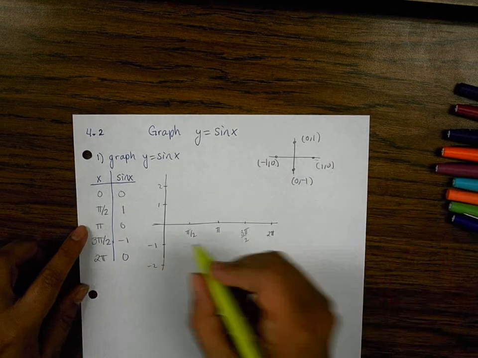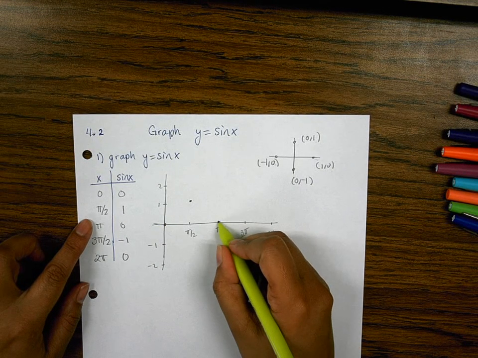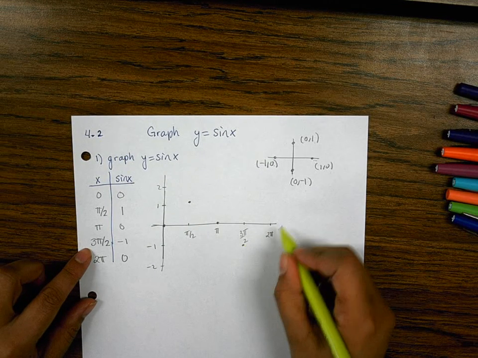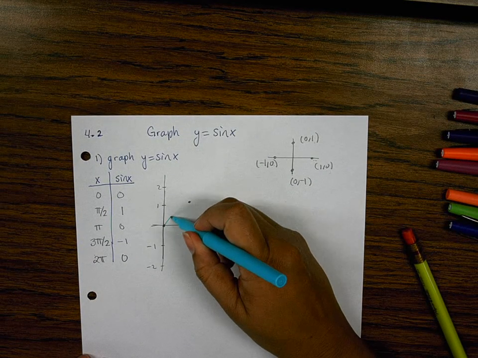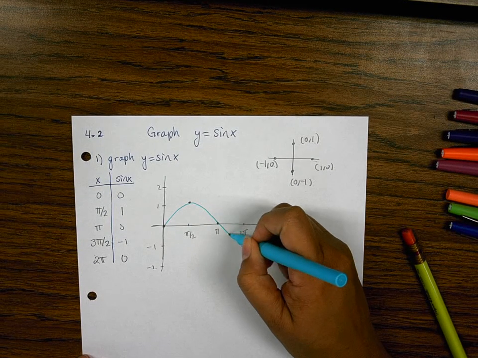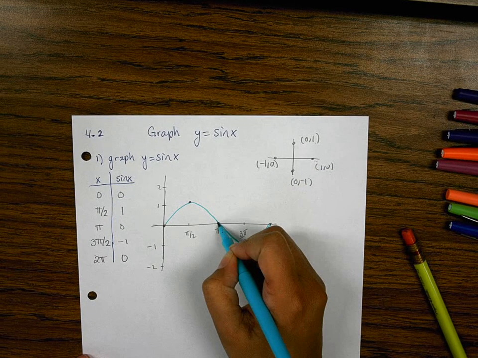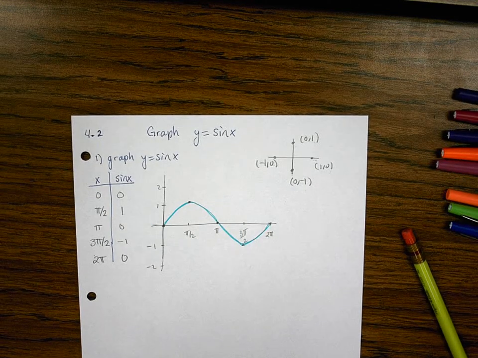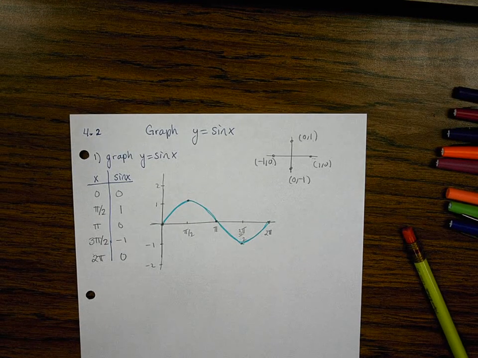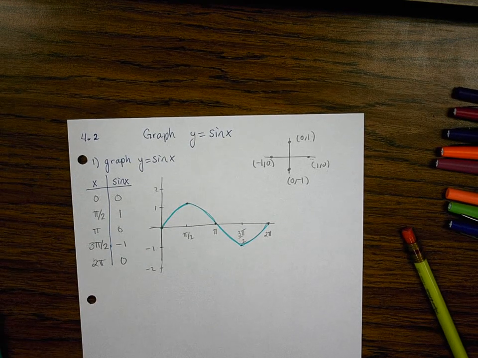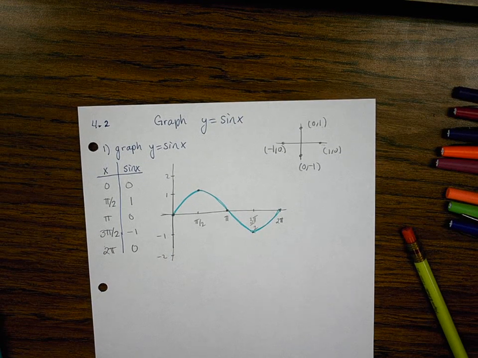All right, 0, 0. Pi over 2 is 1. Pi is 0. 3 pi over 2 is negative 1. And 2 pi is 0. Making this curvy hill and then a valley, and that is our sine graph. Okay, so making this curvy snake shape is your sine graph, and that's what our sine graph is going to look like. It'll shift right, left, the amplitude will change, the period will change. We will be dealing with that the rest of the week.